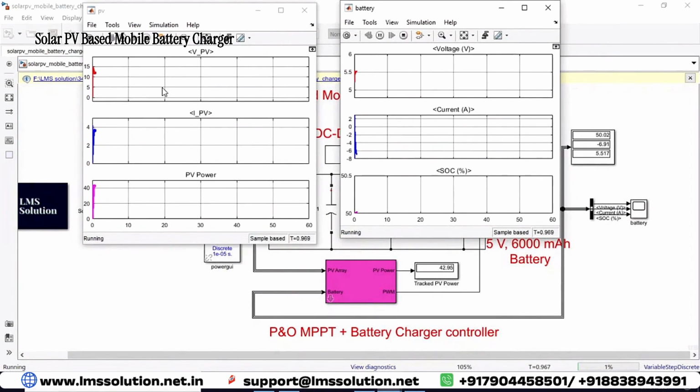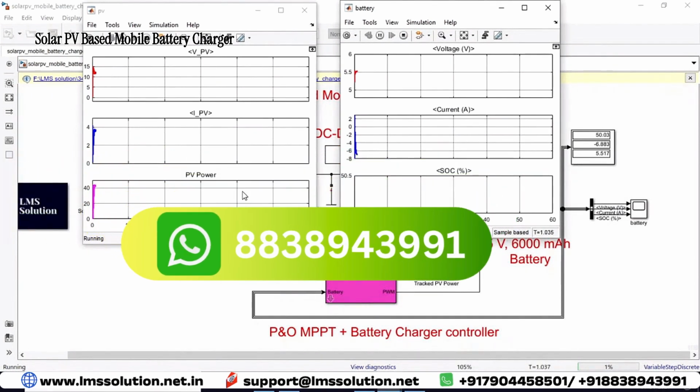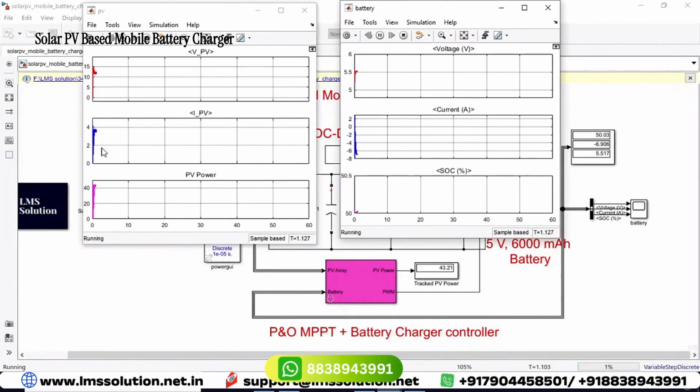Now you can see the panel voltage and the panel current. Before, its value was only around 0.7. Now you can see that the panel is supplying a current of around 3.8 amps. So you can see the PV power will be around 45 watts. This is the charging voltage of the battery. This is the charging current. Now you can see the charging current is around -6.